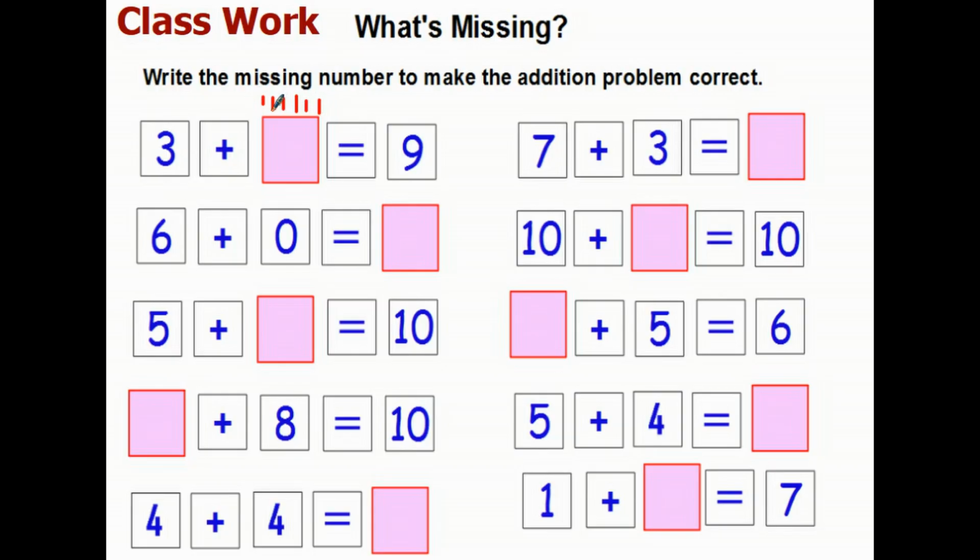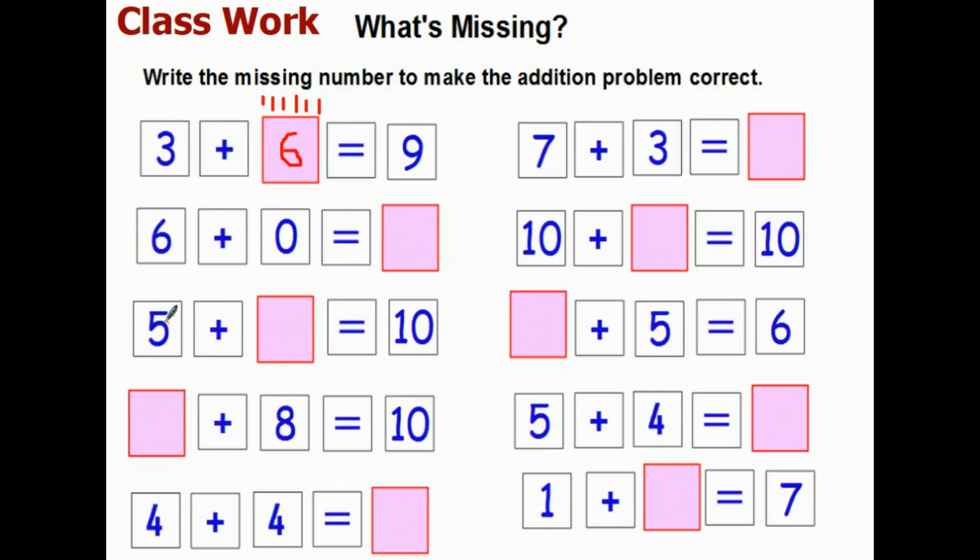So what number is it? How many bars are here? 6. So the number should be 6. I write 6. So 3 plus 6 is 9. Again here, 5 plus dash.